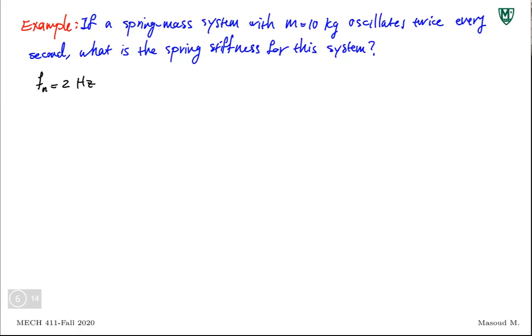So I know omega n for a spring mass system is the square root of k over m. So somehow I have to find omega n. I'm given mass to be able to find the stiffness. Now, how do I find omega n from Fn? How do I find natural frequency in radian per second? 2 pi Fn. Yeah, exactly, Anton. Thank you. So omega n is equal to 2 pi Fn. So this would be 2 pi times 2, and this becomes 4 pi.